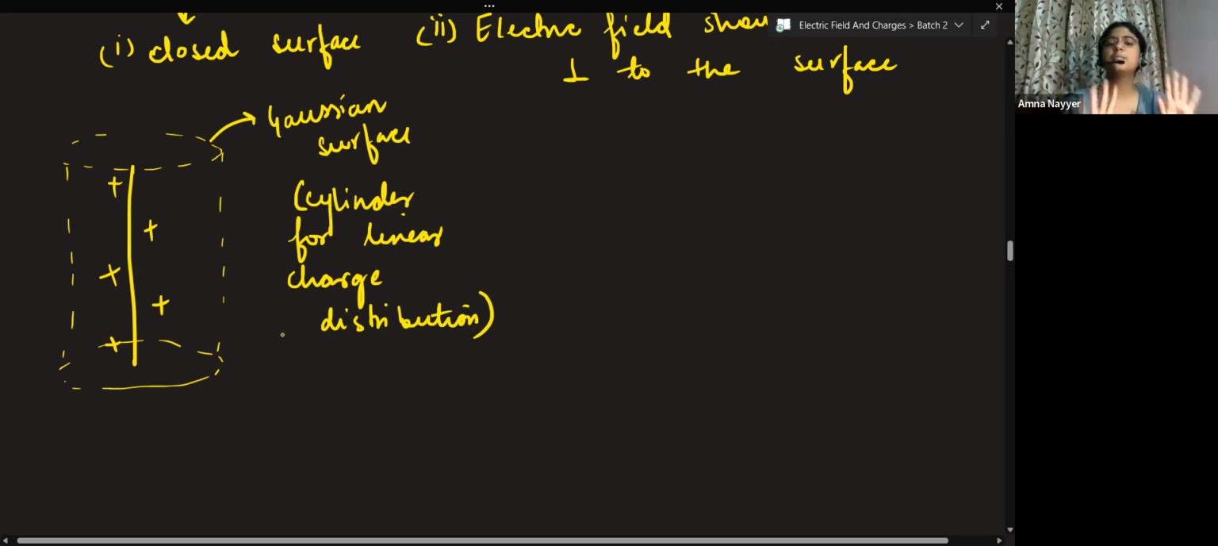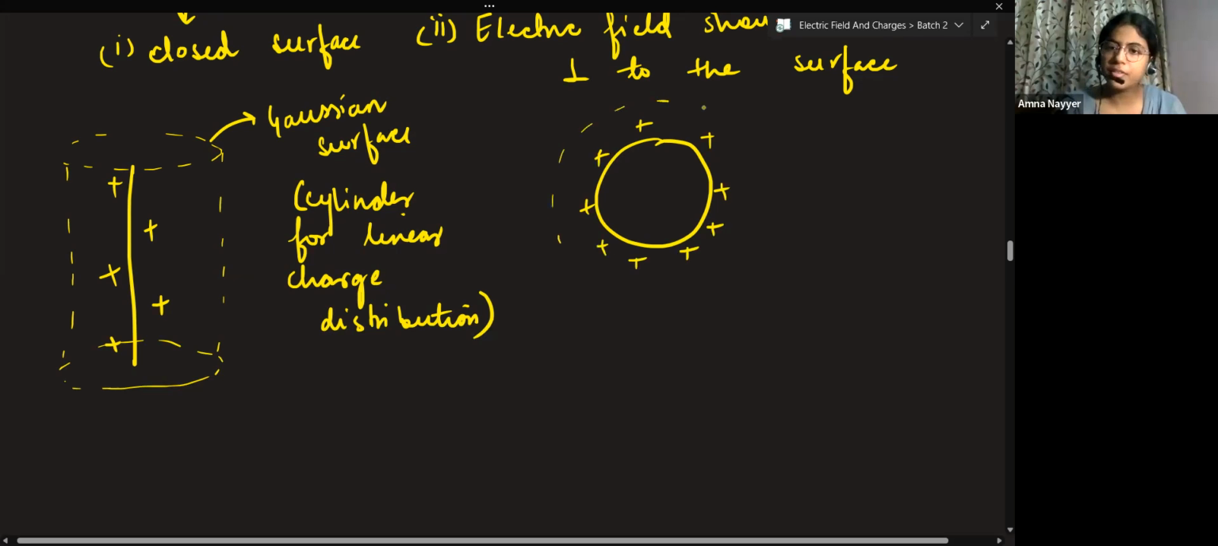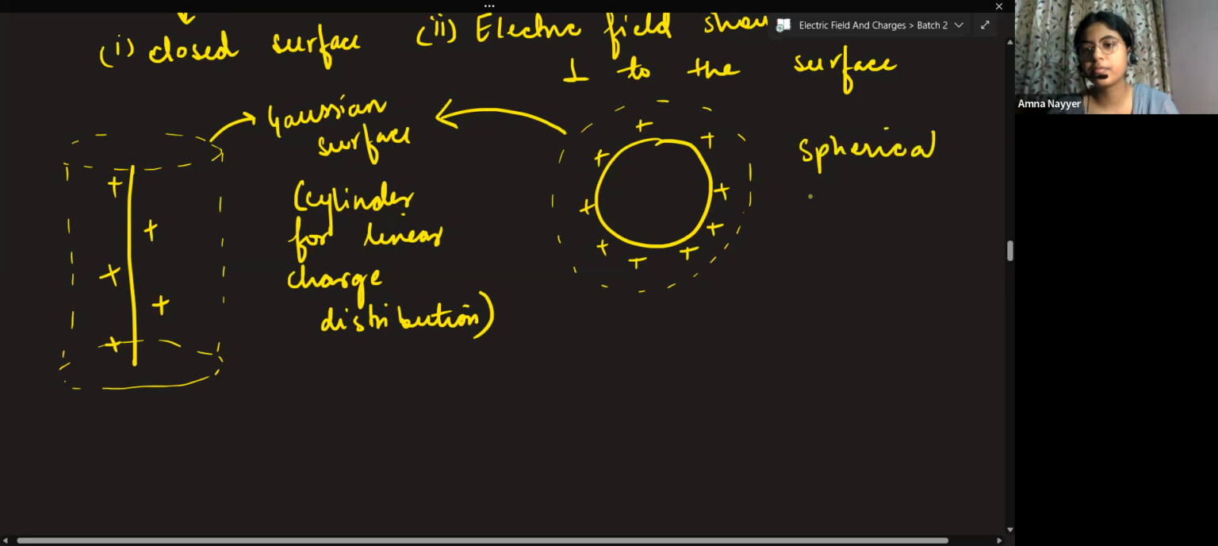Why? Now the charge has been enclosed. Or if you have a sphere and the charges are inside this sphere, then you can draw a sphere. Within this will be the Gaussian surface. So for a spherical charge distribution, the Gaussian surface that you choose is a sphere.